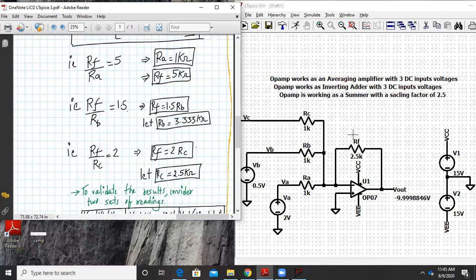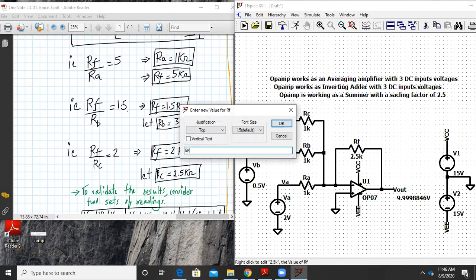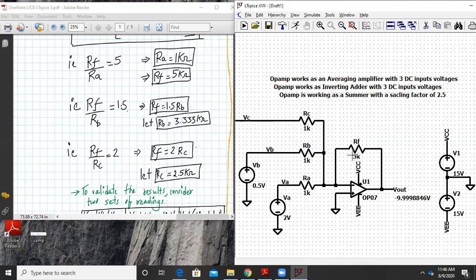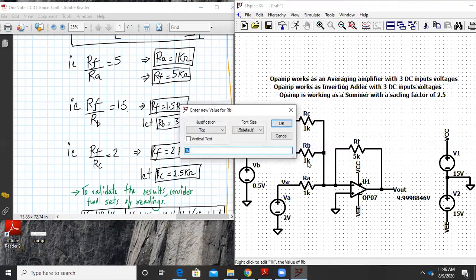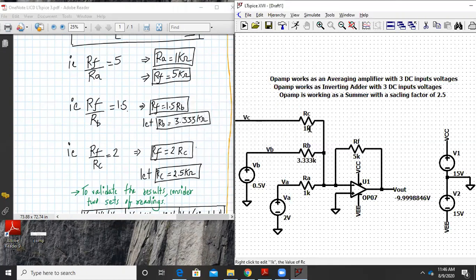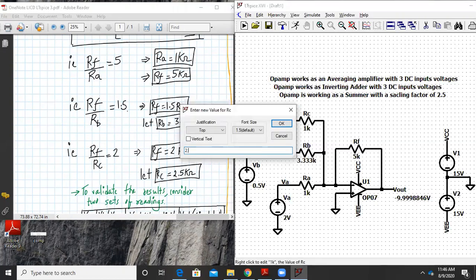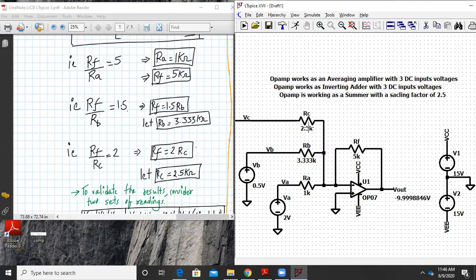Okay, so in the same circuit, we have to consider different values now. Let us start with RF. RF has to be 5K. So this is around 5K. Okay, RA has to be 1, RB has to be 3.33 kilo ohms, and RC has to be 2.5. So we'll keep RC as 2.5.